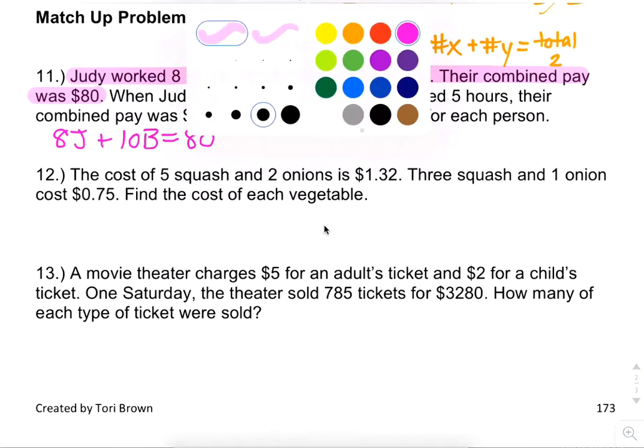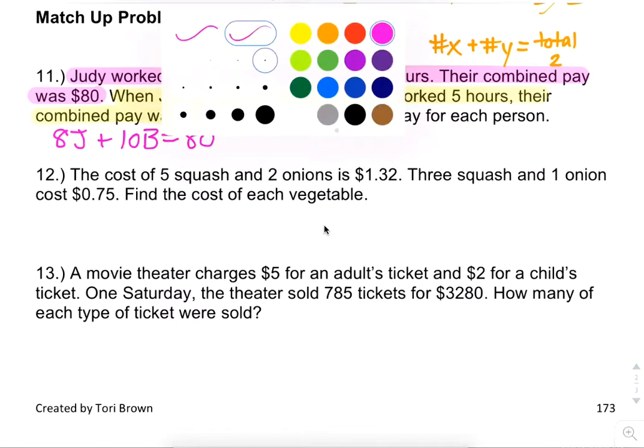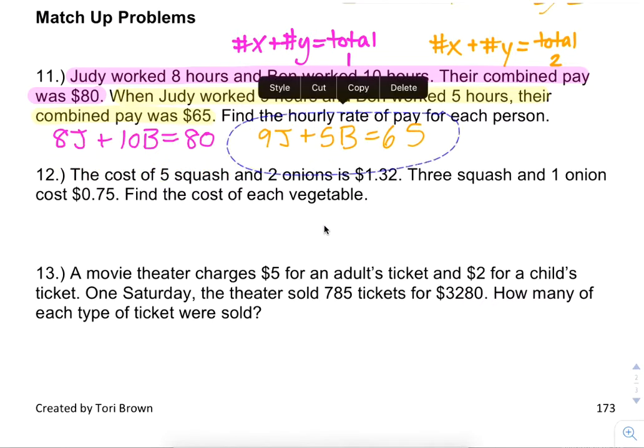If I look at the second equation though, we're going to go Judy worked 9 hours, so 9 goes with Judy. Ben worked 5 hours, so 5 goes with Ben. And the total was 65. Notice those equations look almost identical. They just have different partner numbers and different totals. They're set up the same. Okay, let's try the next problem.